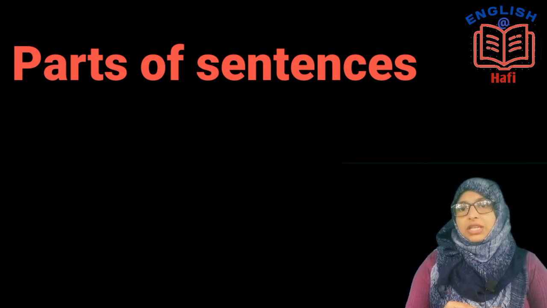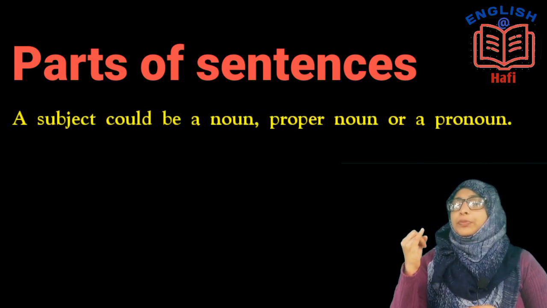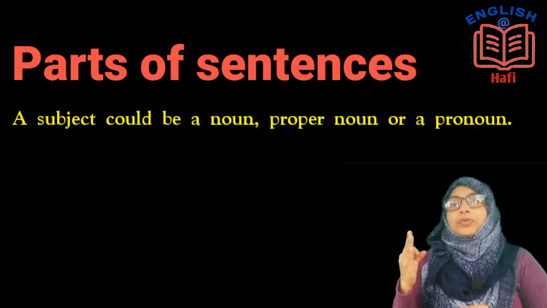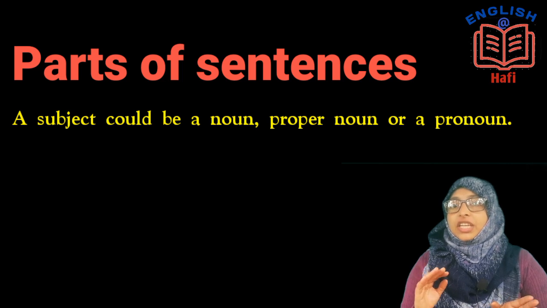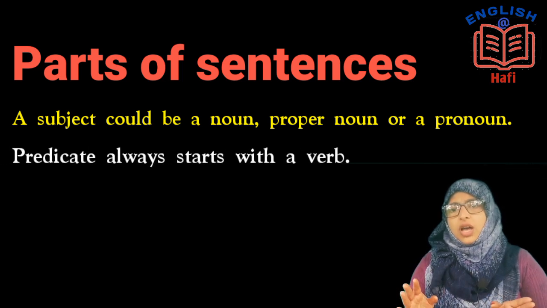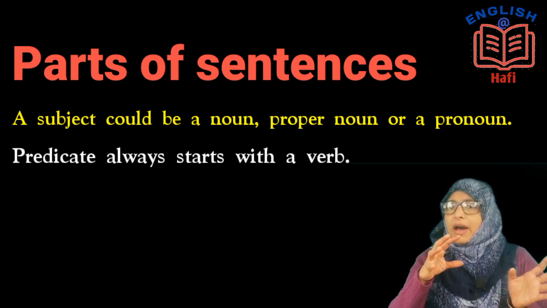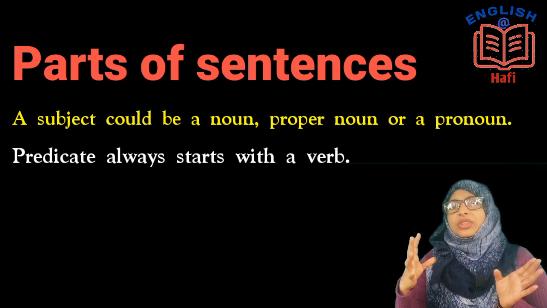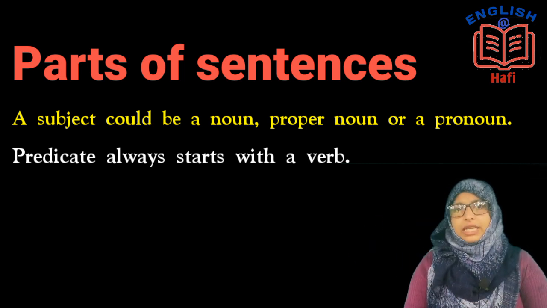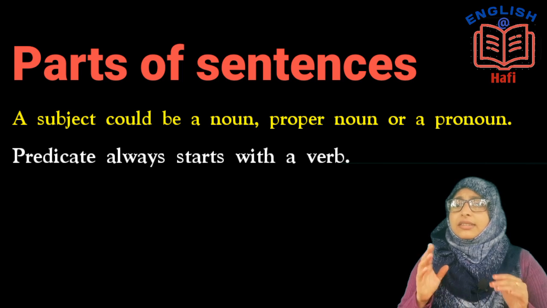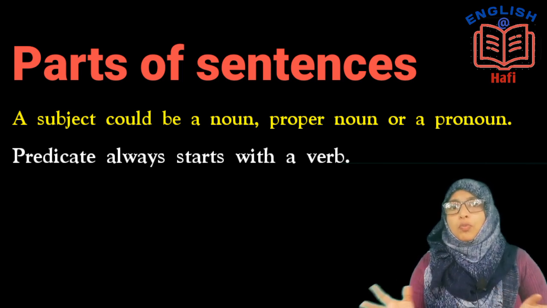A subject could be a noun, a proper noun or a pronoun. Predicate always starts with a verb. The verb as well as the words coming along with that verb become a predicate. The subject can be a single word or a group of words.